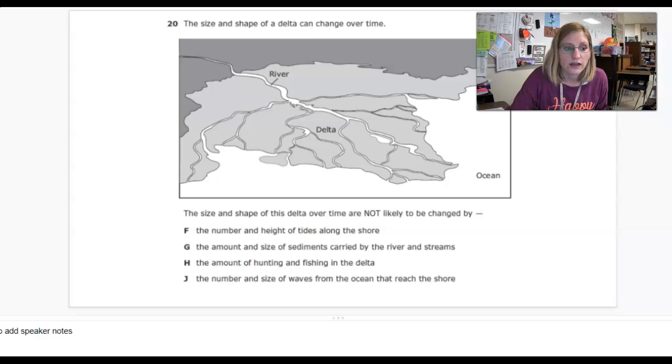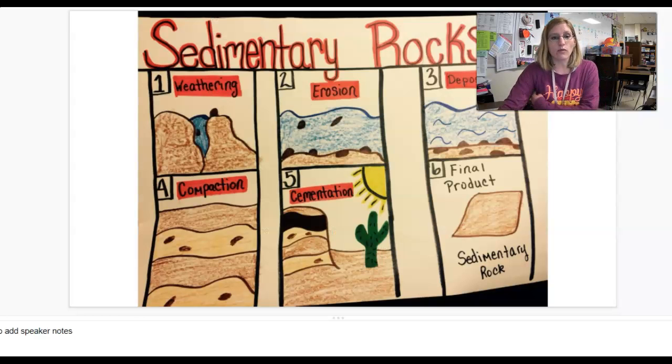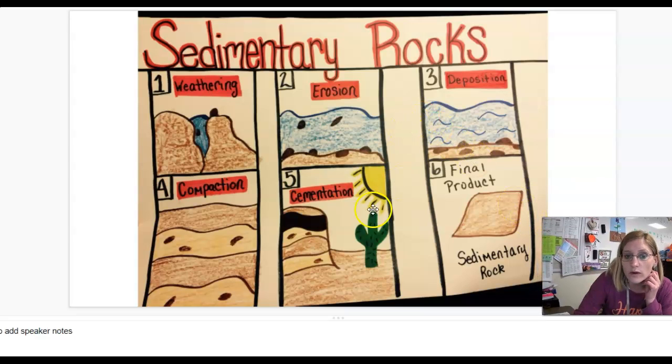All right, good. So as we were talking about weathering, erosion, and deposition, we also should start talking about how sediment rocks are formed. Sediment rocks are formed because of weathering, erosion, and deposition. That's how it begins. It always starts with weathering, erosion, deposition.